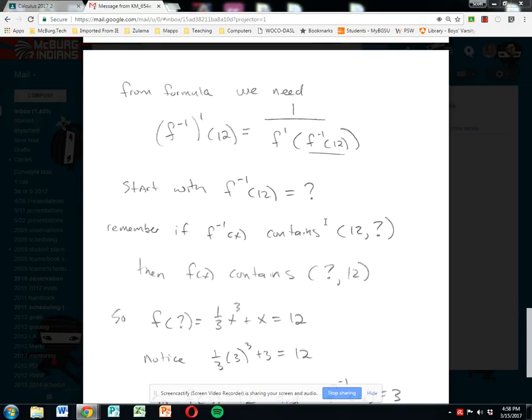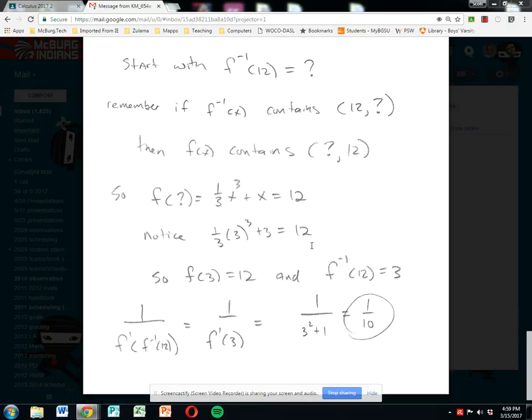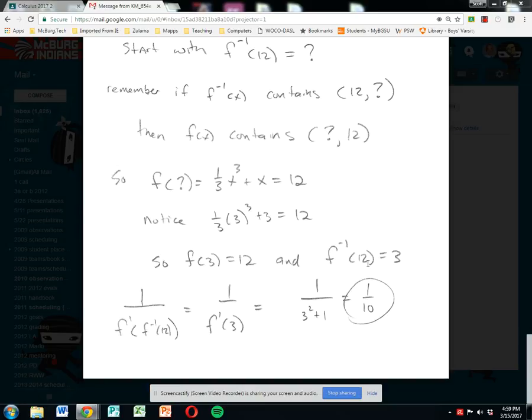Remember, this is the part where if the inverse maps a to b, then the original function must map b to a. So we swap these over and say the original function. We set the original function equal to 12, and without too much mathematics, we can find out that the original function had the point (3, 12), which basically means the inverse has the point (12, 3) on it. So f inverse of 12 is equal to 3. So we can plug this in down here.